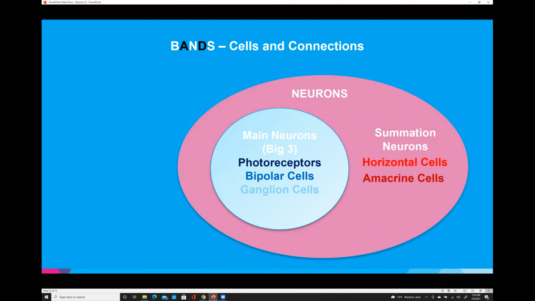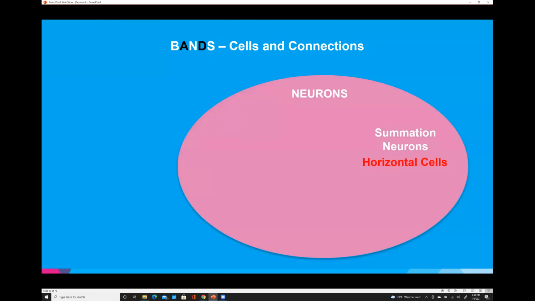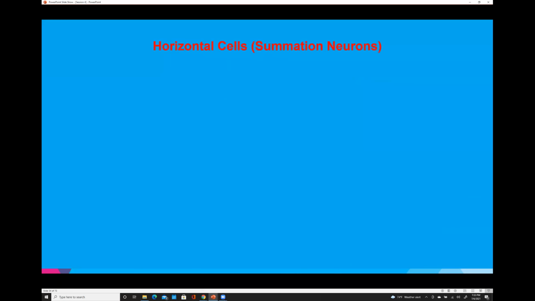What do they do? Okay. So let's first start with the horizontal cells. So the horizontal cells, what are they? And I say summation neuron. They integrate input from multiple photoreceptors.